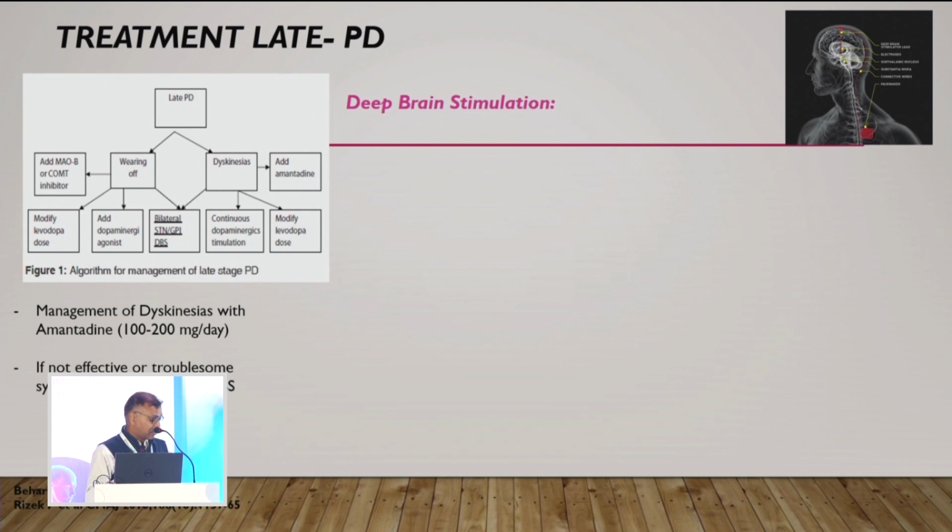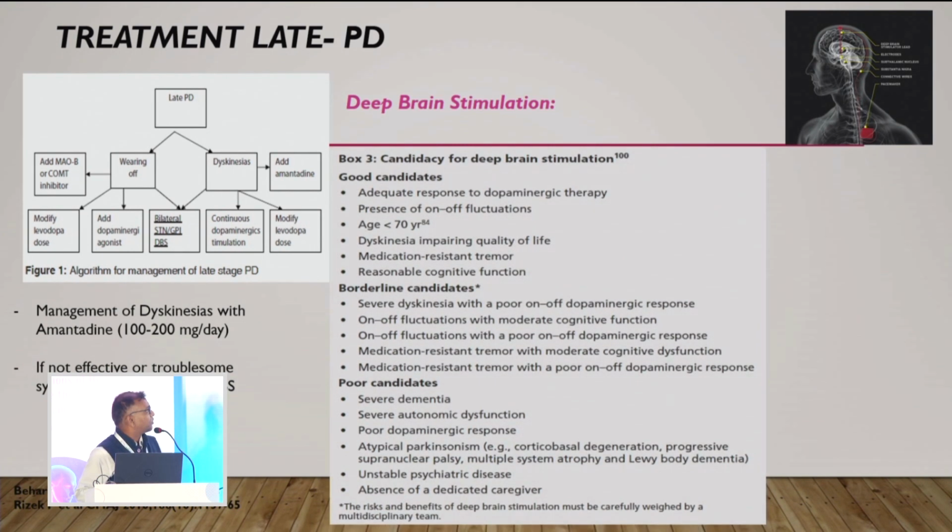And if the patients are not responding to this treatment, then probably you have to go for deep brain stimulation, which is now becoming more and more common. A lot of movement disorder doctors are doing deep brain stimulation. But not all candidates are ideal candidates for deep brain stimulation. It's a very costly procedure, 35, 40, 45 lakh rupees.